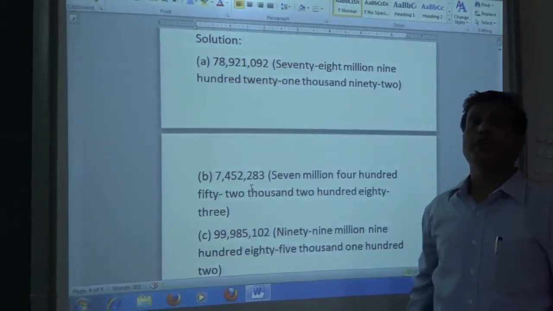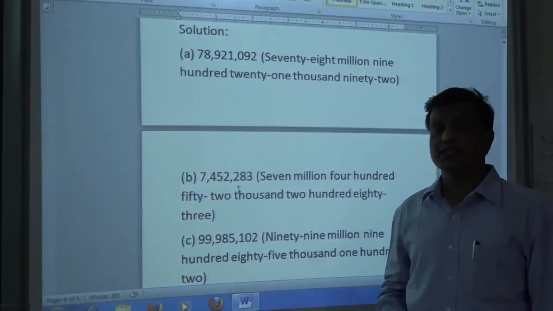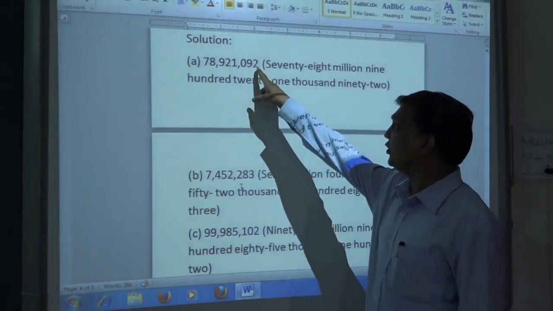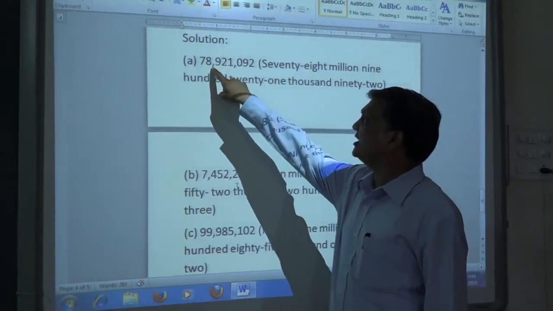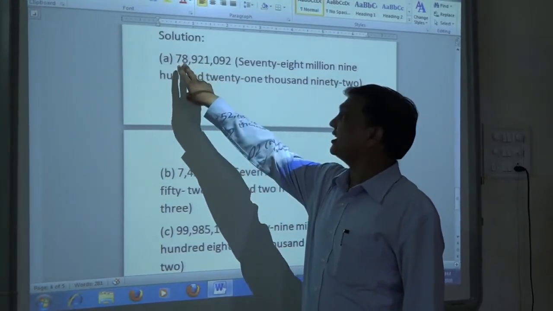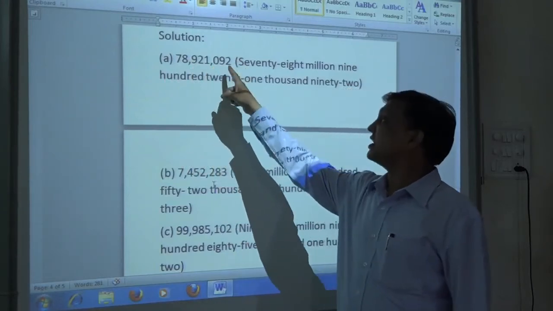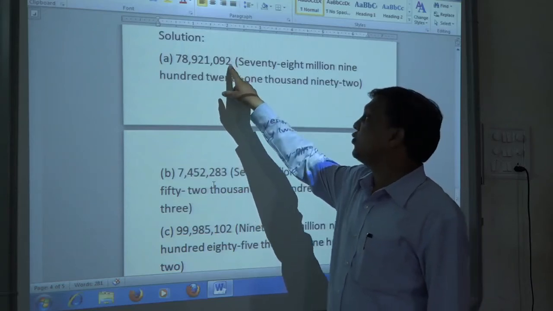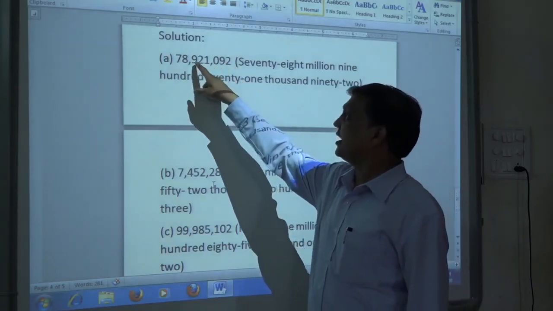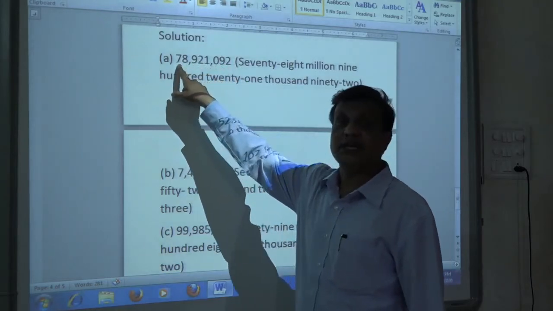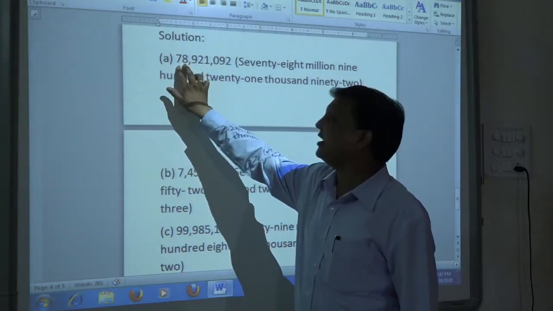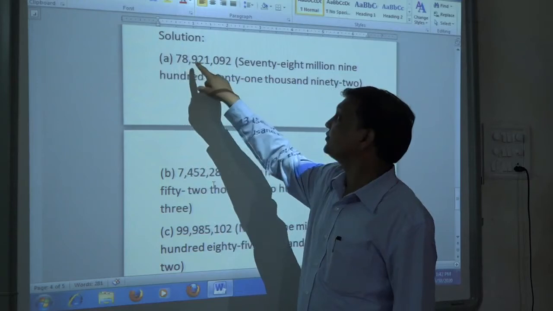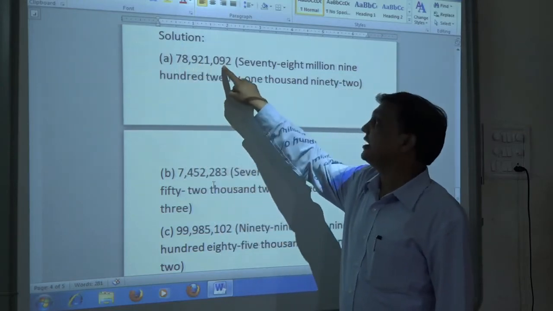78921092. First we have to put a comma according to the international system. In the international system we put a comma before every three digits. So here, these are the two digits, these are the three digits, these are the three digits. Start reading from the first digit on your right side: ones, tens, 100, 1000, 10,000, 100,000, million, 10 million. It means it counts up to 10 million. So these two come in 10 million, this will be in thousand and this in hundred. So 78,921,092.